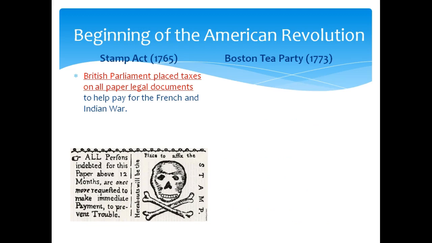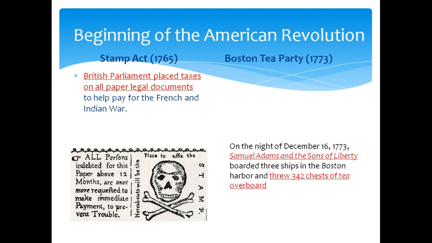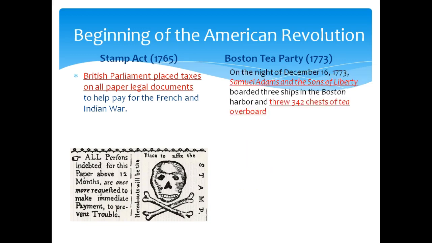The second memorable event was the Boston Tea Party, and this happened in 1773. Many of you probably have heard of the Boston Tea Party, but it happened at night. A group of essentially rebels, Sam Adams was one of them that led them, and they were part of this group called the Sons of Liberty. They were a group of rebels that were trying to go against the British government. They supported independence. And so they boarded these ships in the middle of the night and threw 342 chests of tea overboard. And this was a big deal.